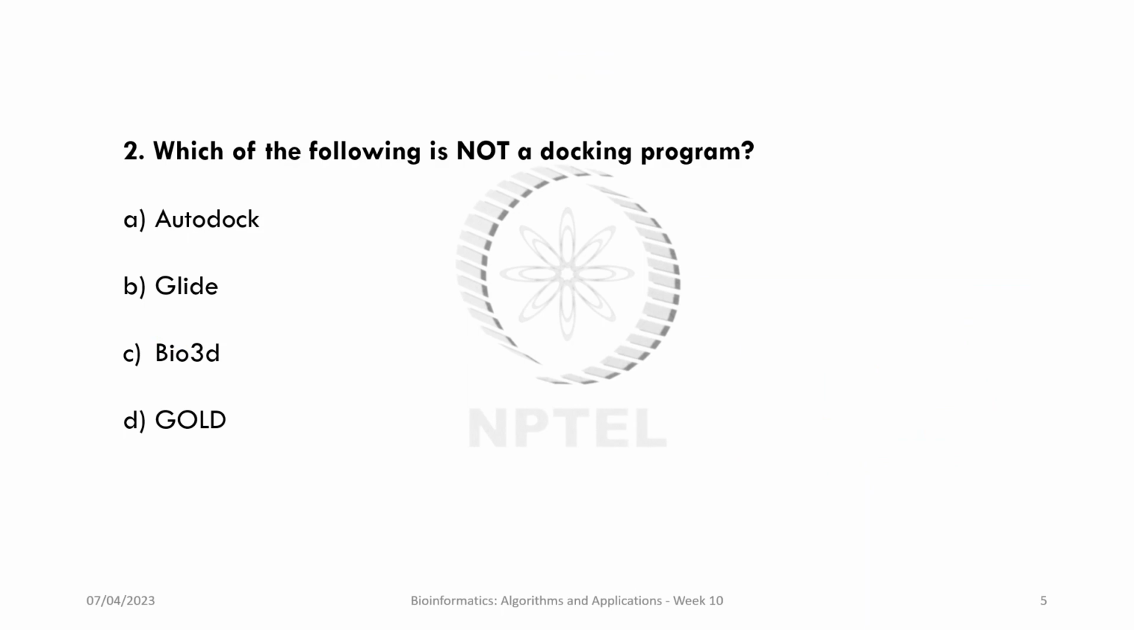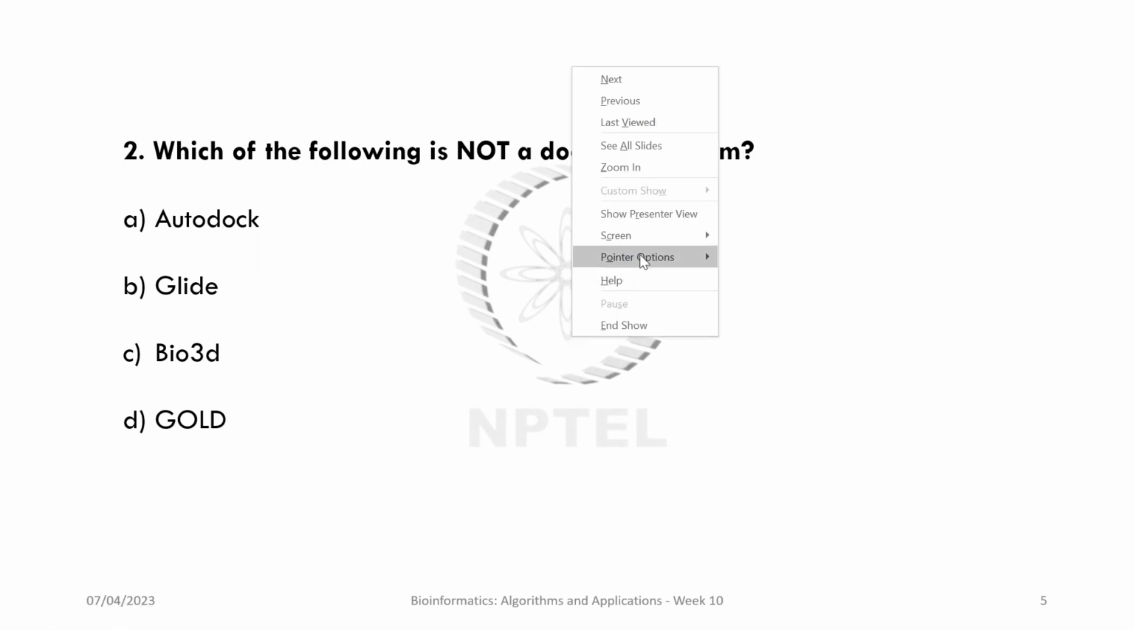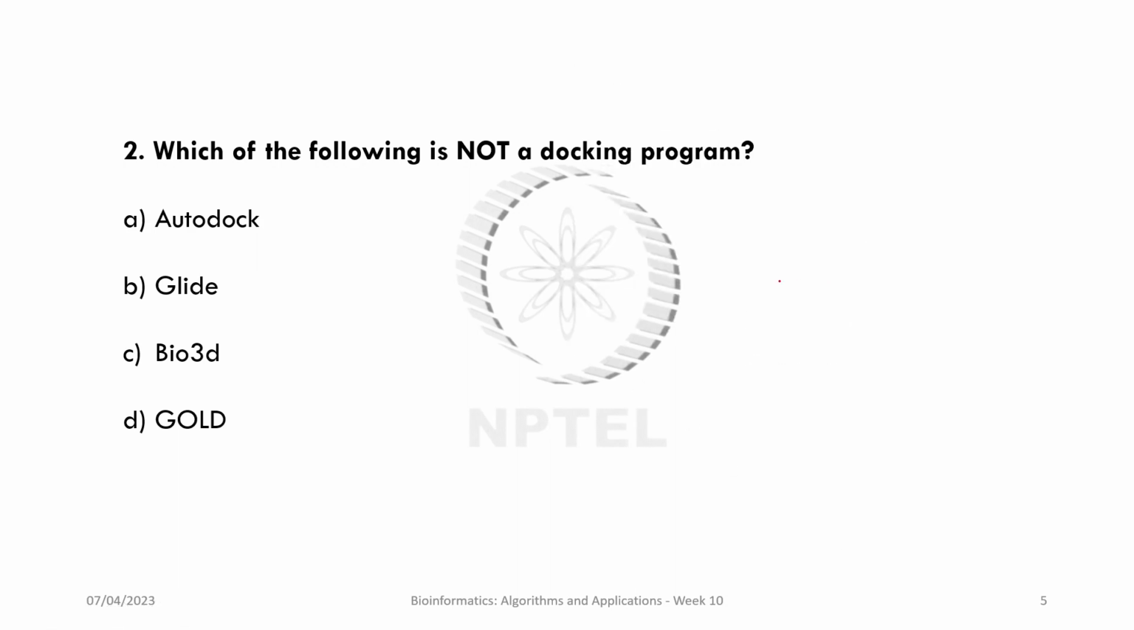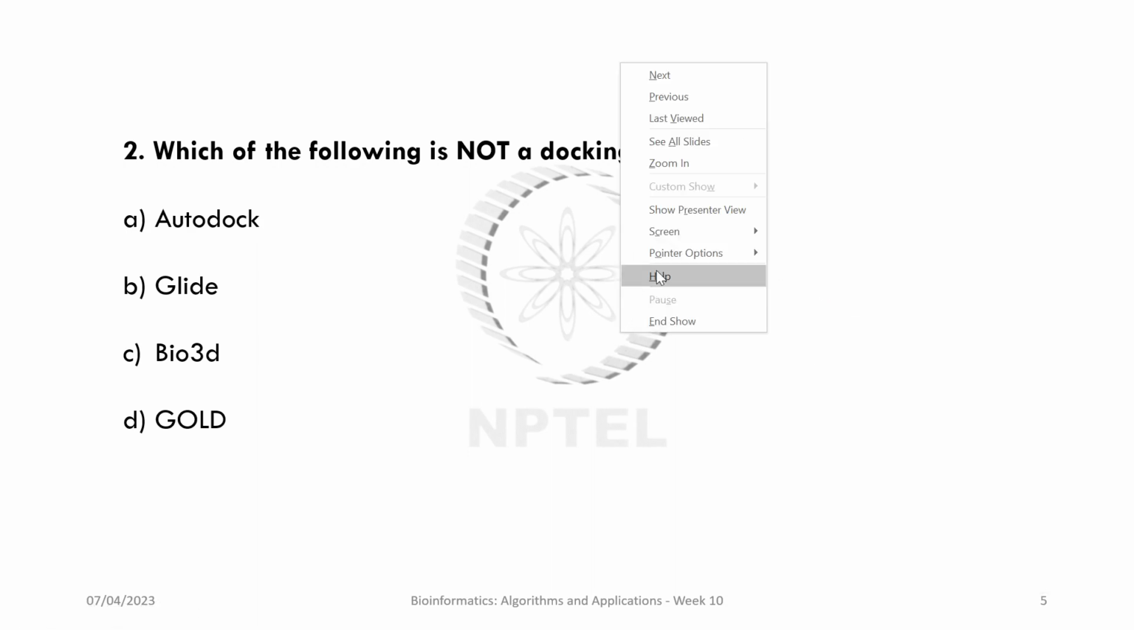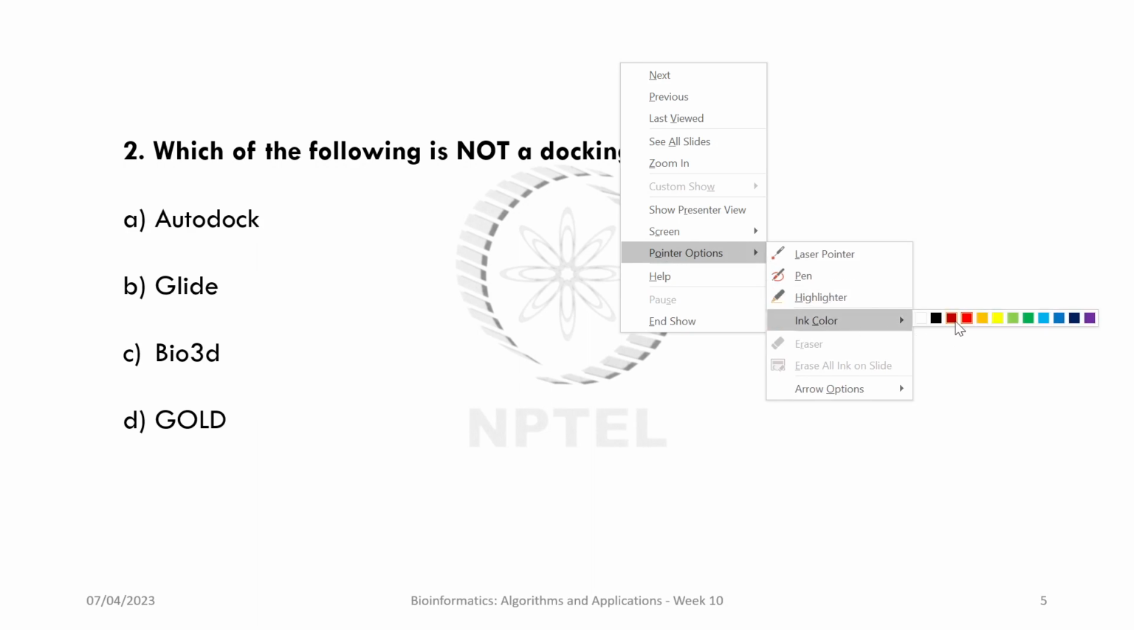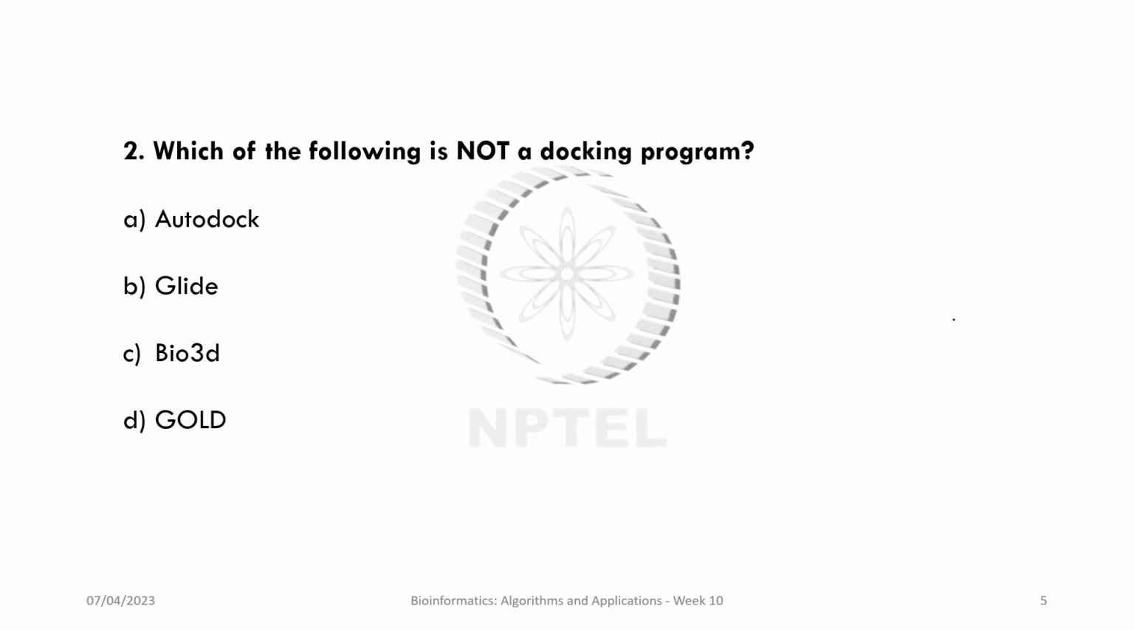Question 2. Which of the following is not a docking program? Option A, Autodock, B, Glide, C, Bio 3D, and D, Gold. So we all know that Autodock is a docking program, so this cannot be our answer. And so is Glide and Gold.